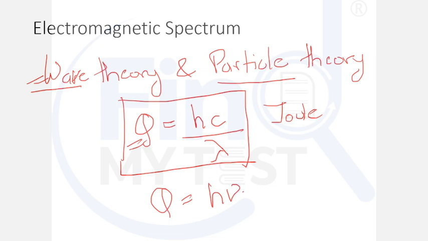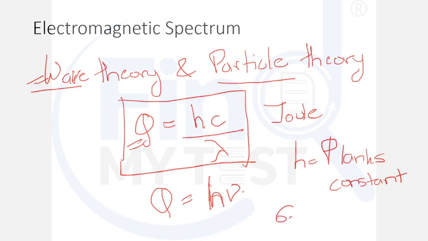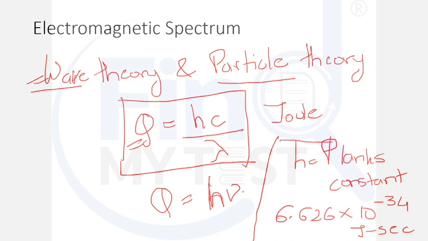Nu here is frequency. So Q is equal to h into nu. H is Planck's constant, which has the value 6.626 into 10 raised to minus 34, and joule second are the units. Okay, so this is Planck's constant. Just remember it like this.